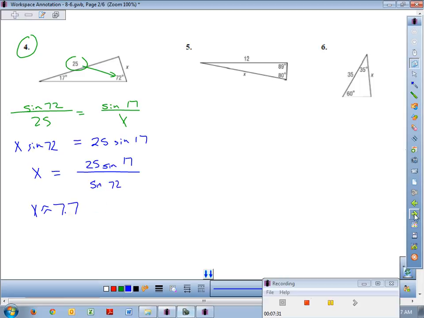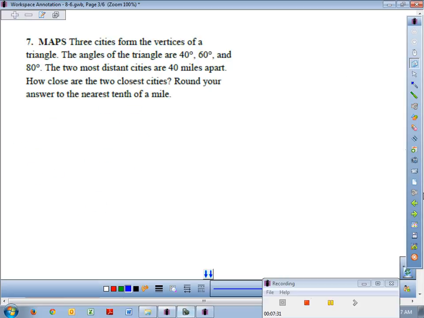So let's go to the story problem here. It says 3 cities form the vertices of a triangle. The angles of the triangle are 40 degrees, 60 degrees, and 80 degrees. So we can grab our geometer and draw ourselves a triangle. We know we can eliminate some of the shapes on our geometer. We can definitely eliminate the right triangle. It's not a right triangle. It's not going to be an isosceles triangle, and it's not going to be an obtuse triangle or an equilateral triangle either. So probably shape 2 on your geometer would probably be the best triangle to draw here.